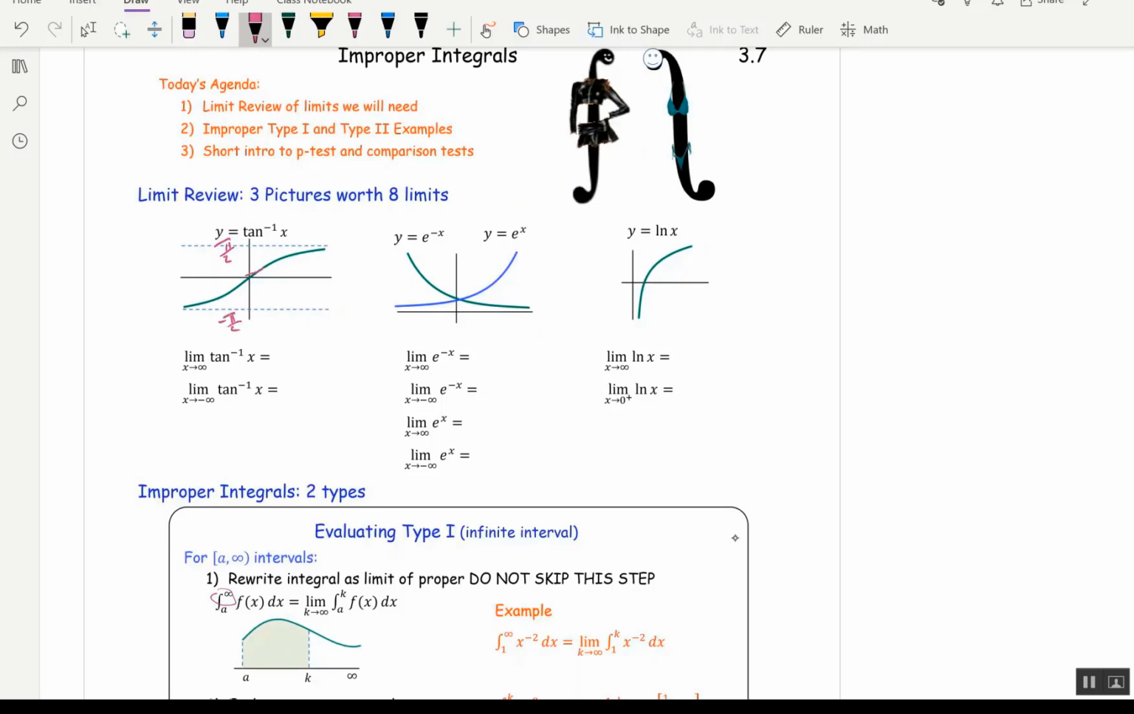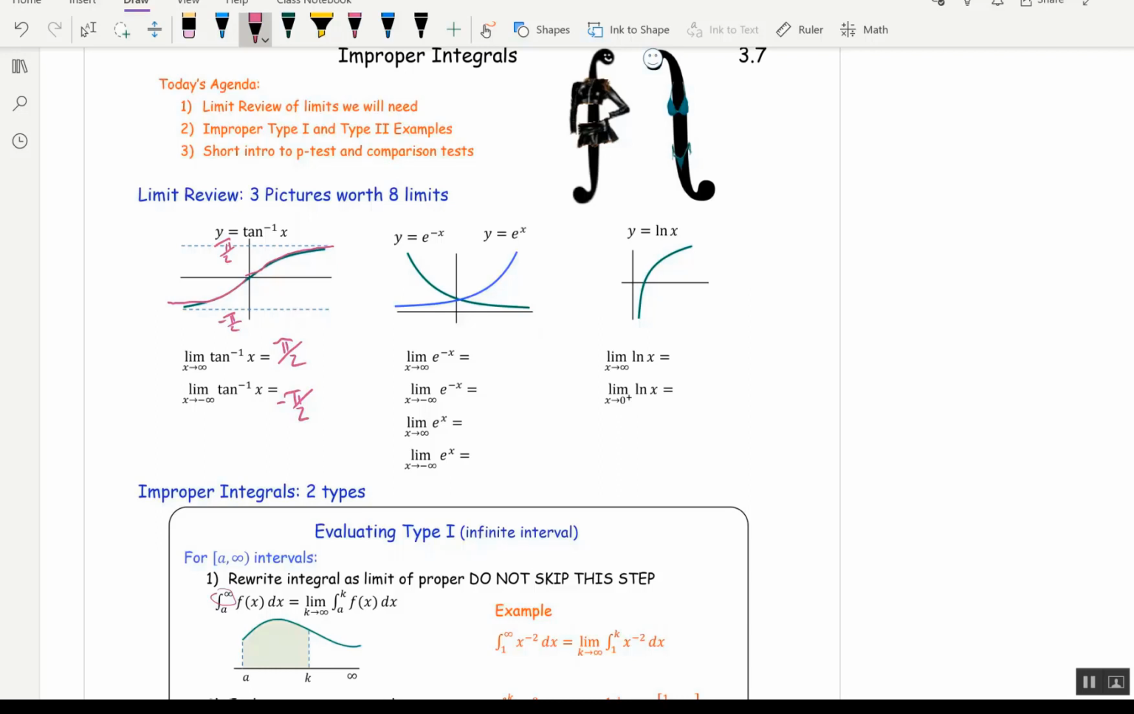And the bottom one is at negative pi over 2. So if x is going to infinity, tangent inverse of x is going to approach pi over 2. And if you're going the other way, x goes to negative infinity, tangent inverse is going to go to negative pi over 2. All right, the next ones involve e to the x and e to the negative x. And those are pretty easy to remember. E to the x is the blue graph. You all know that.